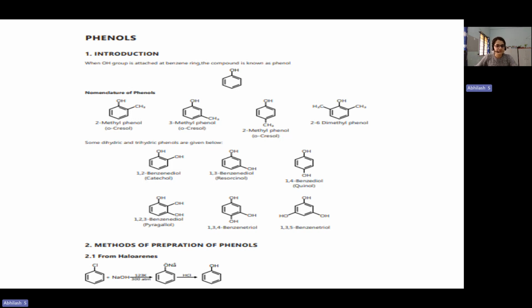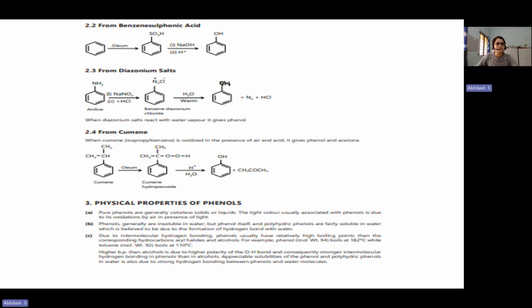There are other preparations of phenols. Let's discuss those also. We can prepare phenol from benzene sulfonic acid, where benzene reacts with oleum, which has the composition H2S2O7, leading to the formation of benzene sulfonic acid. When this benzene sulfonic acid is treated with base and then acid, it gives phenol. We can use NaOH and H plus from the acid.